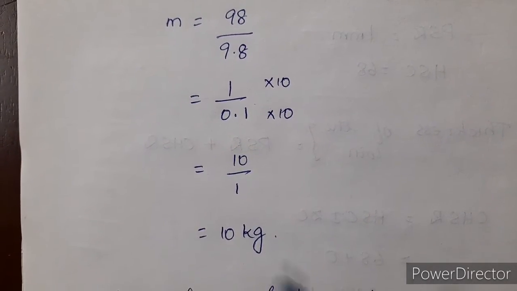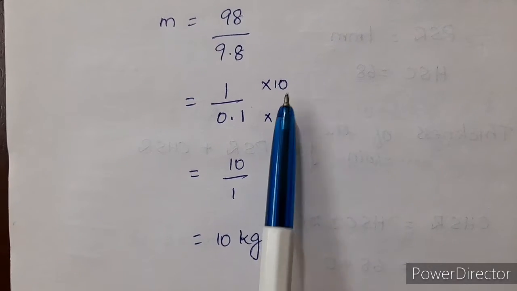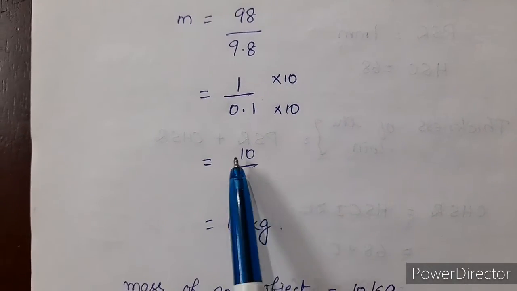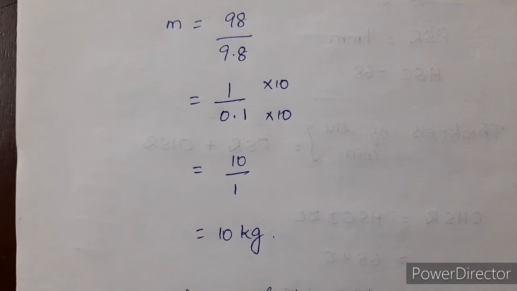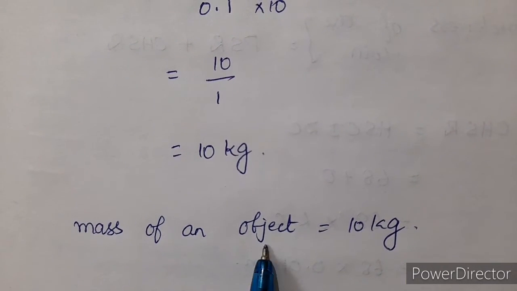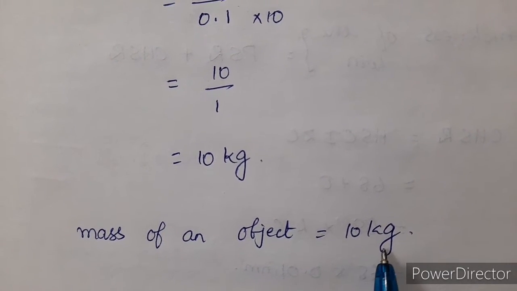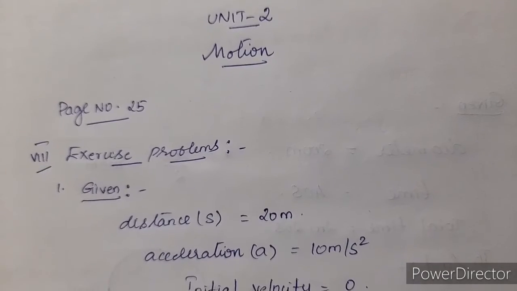Now I have to get rid of the decimal, isn't it? So I'll multiply by 10 in the numerator and the denominator. So that will become 10 divided by 1. So 10 kg. So what is the mass of the object? Mass of the object is 10 kg.